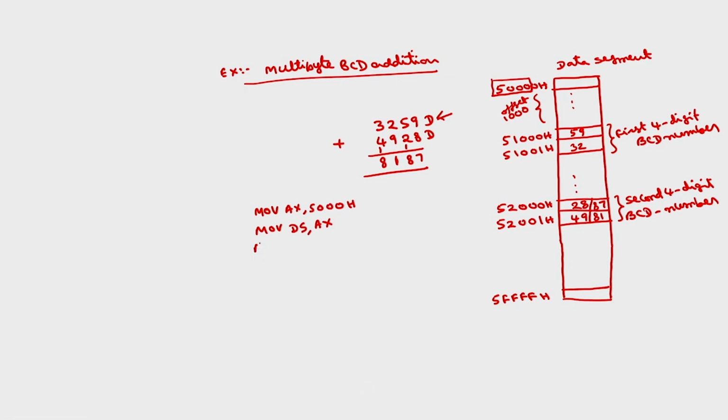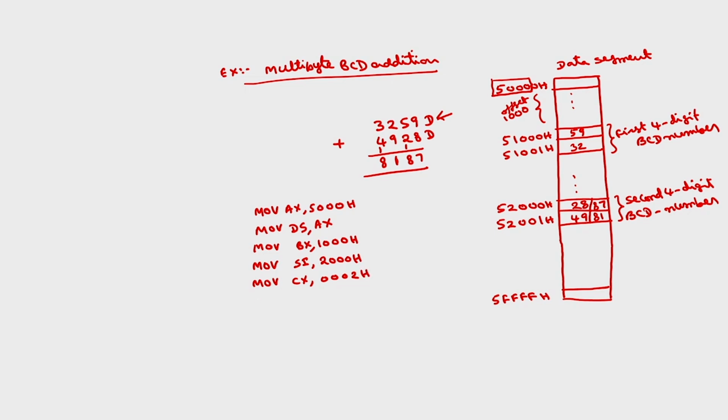and because I have to add 2 bytes, we can store 2 into some register. Move BX comma 1000H, move SI comma 2000H, move CX, so that I can use the loop instruction. How many byte additions do you have to perform? It is 2 byte addition. So, you can take 0002H. Then first you have to add.